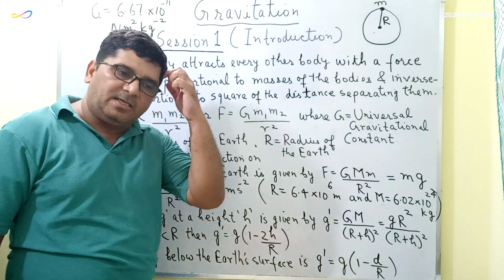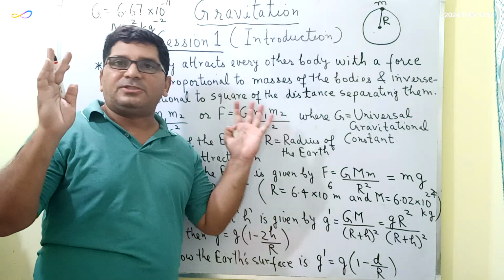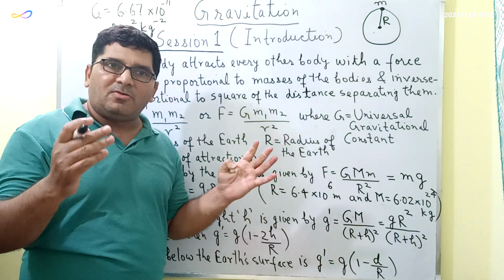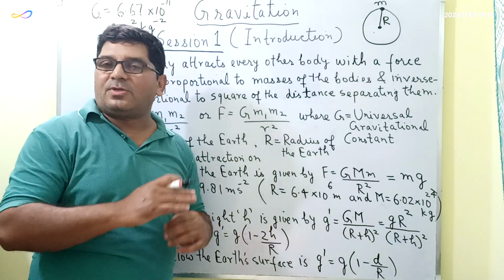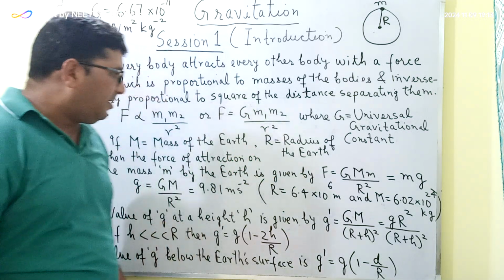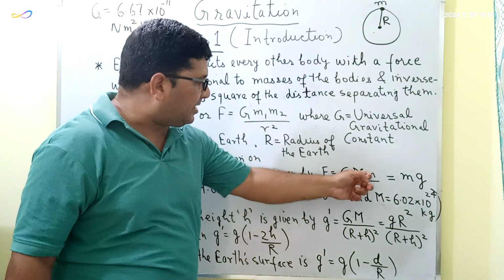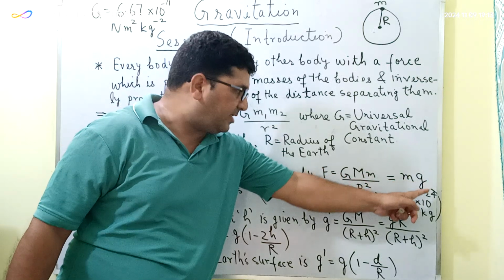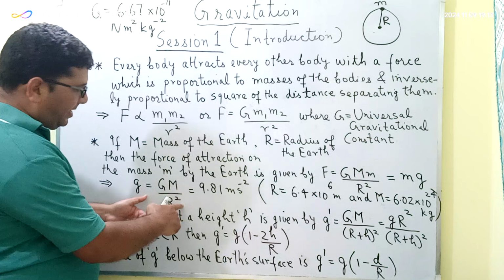The most important thing about the universal law of gravitation is that all the objects in this universe attract other objects with a force which is attractive in nature. This force is never repulsive. So from this formula, that is F is equal to G capital M m divided by R square, which is equal to m into g, where g is the acceleration due to gravity, the value of the acceleration due to gravity will be equal to G M by R square.